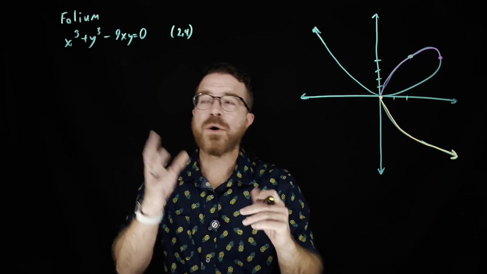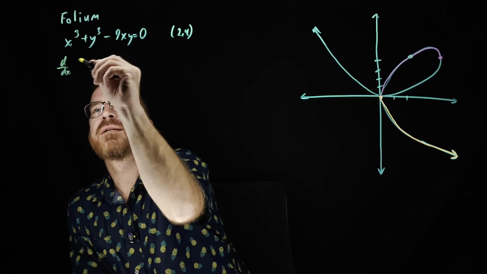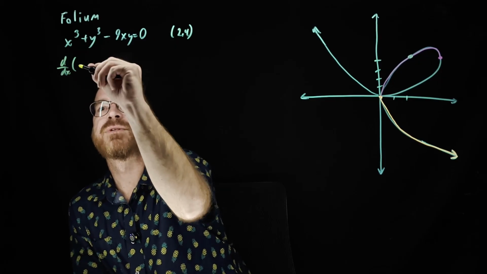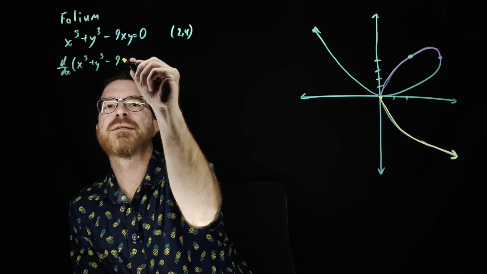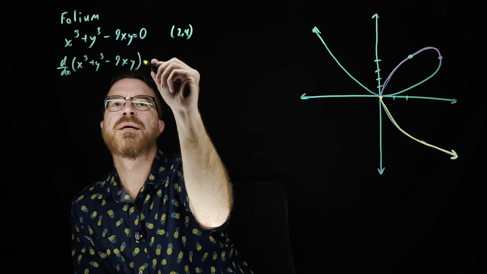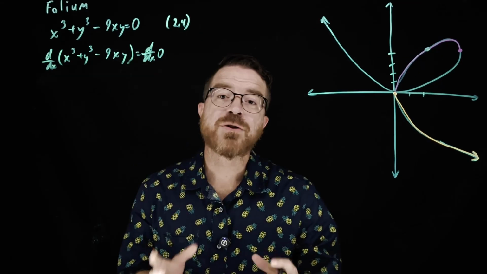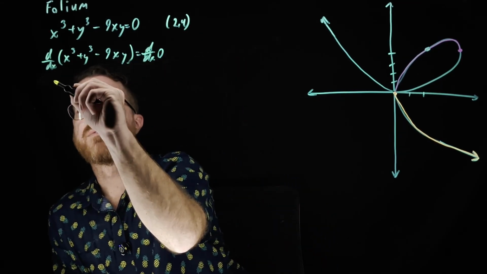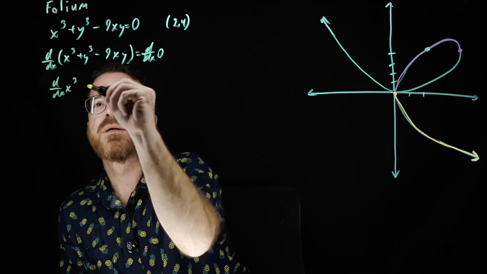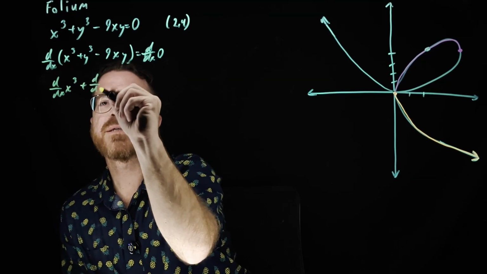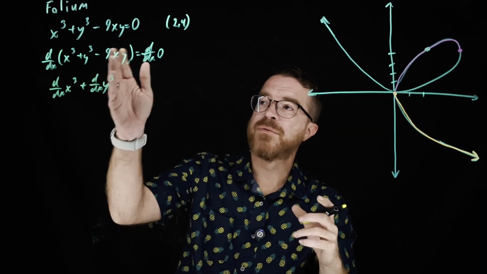Well, just like before, we are going to take the derivative d dx of whatever we have. So this is going to be x cubed plus y cubed minus 9xy equals d dx of 0. Just like before, I'm going to split my derivative. So this is going to be d dx x cubed plus d dx y cubed minus d dx of 9xy.